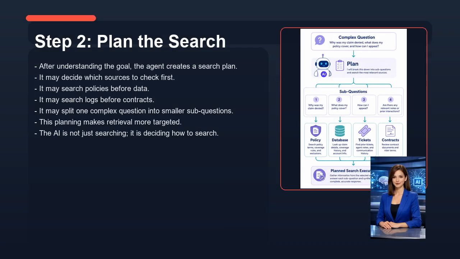Now let's look at step 2, plan the search. After understanding the goal, the agent creates a search plan. It may decide which sources to check first. It may search policies before data. It may search logs before contracts. It may split one complex question into smaller sub-questions. This planning makes retrieval more targeted. The AI is not just searching, it is deciding how to search.